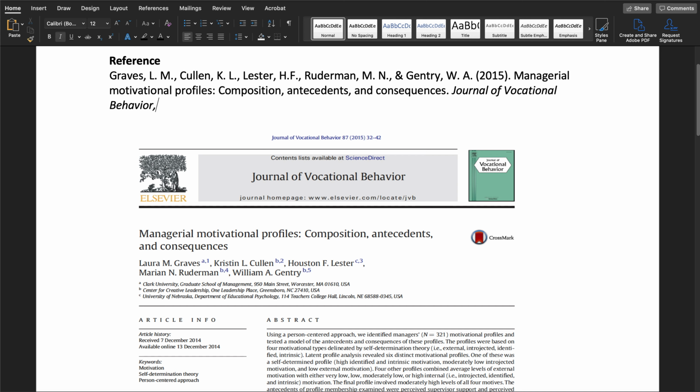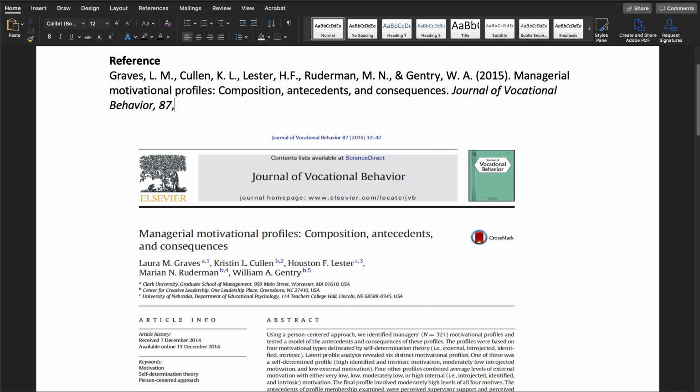So we're going to add a comma because that's continuing the thought. We're going to add that 87. We're going to leave it italicized as well. Now if we had an issue number, we would add parentheses. Let's say the issue number was 4, and we would make sure that this is not italicized. All right, and that's how your volume and issue number would look. But that is not the case. We do not have an issue number.